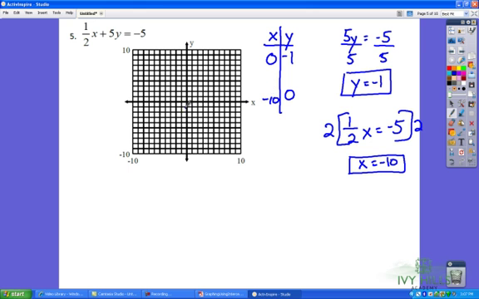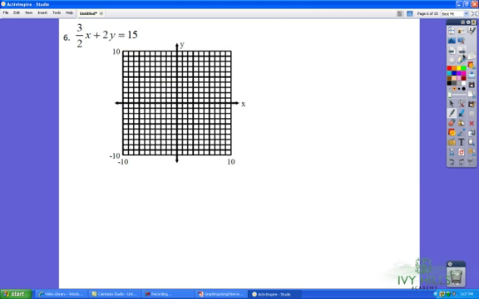So I have 0, negative 1, which is right here for my y-intercept. Negative 10, 0 right here for my x-intercept. That's going to be a line that looks like this. As you can see, it has a very shallow slope. And number 6. Create an xy chart.